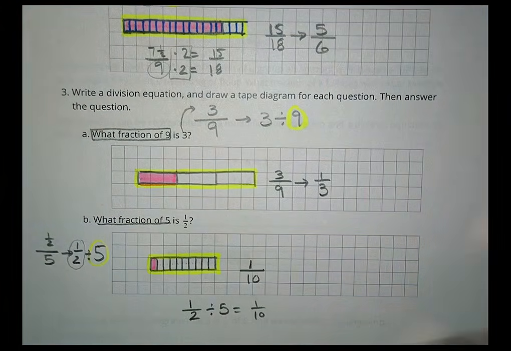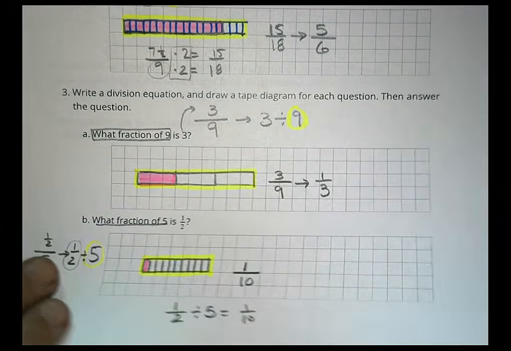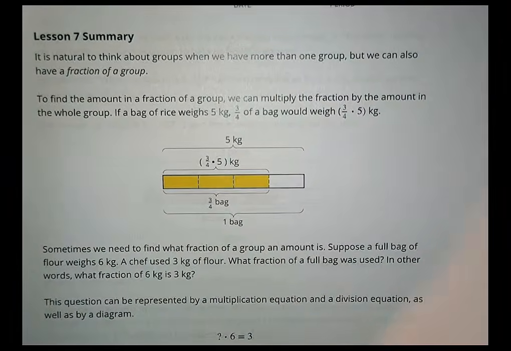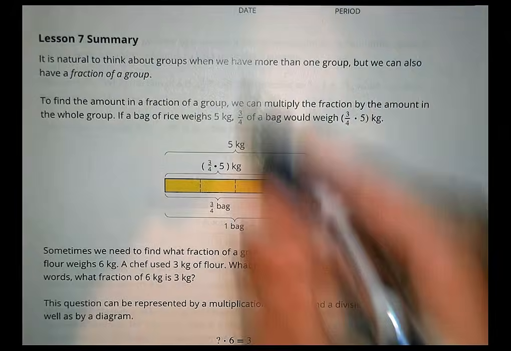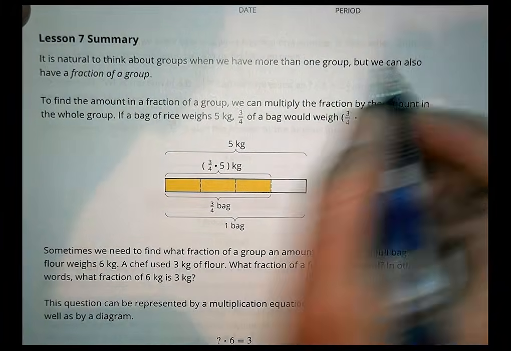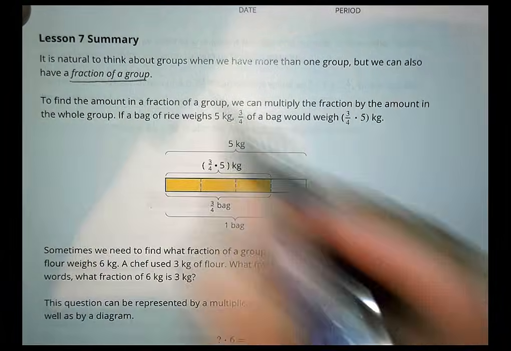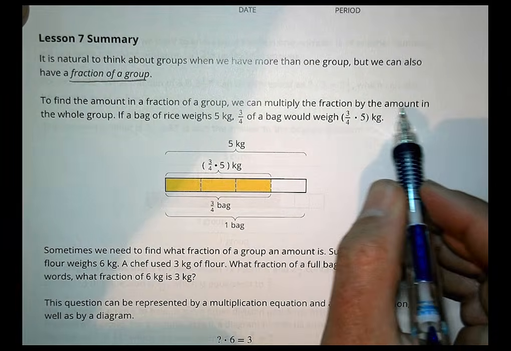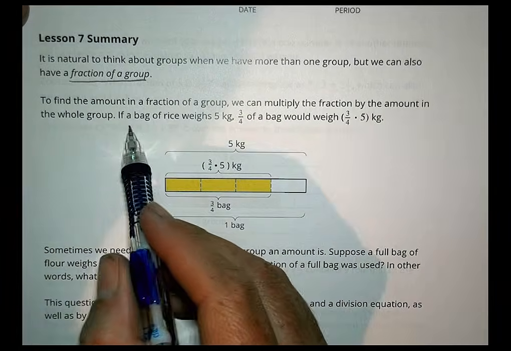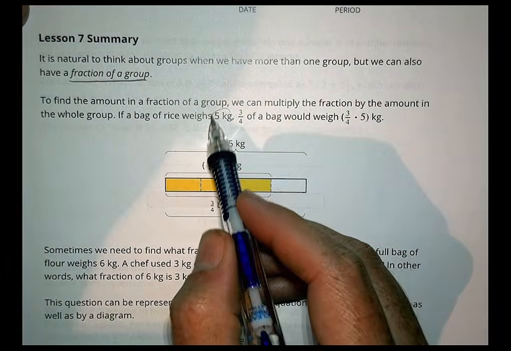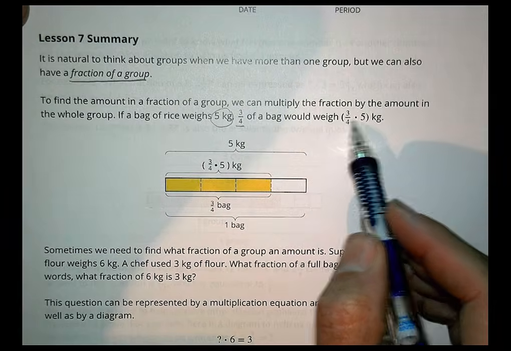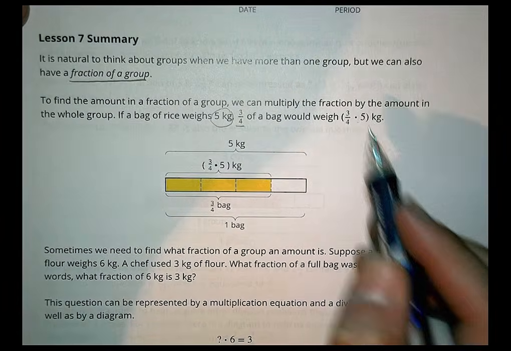Okay. So that's it for today's lesson. Okay, so as a summary, it's natural to think about groups when we have more than one group, but we can also have a fraction of a group. That's okay. To find the amount in a fraction of a group, we can multiply the fraction by the amount in the whole group. If a bag of rice weighs 5 kilograms, 3/4 of a bag would weigh 3/4 times 5 kilograms. And you can see a picture drawn there.